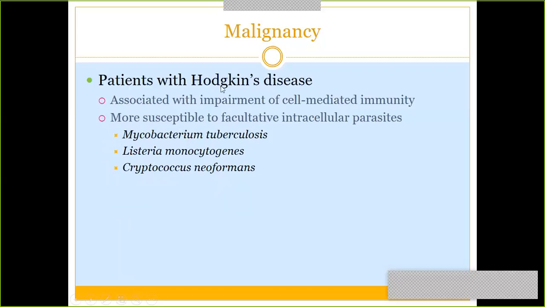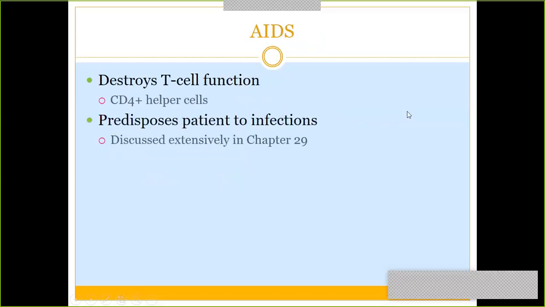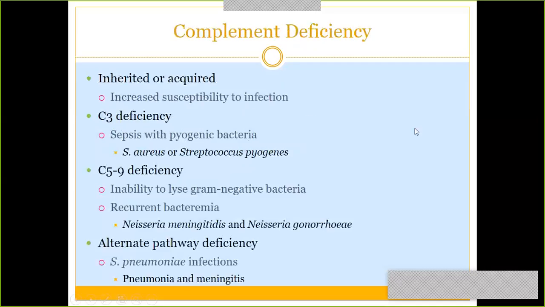The reason that these people with Hodgkin's disease are picking these up is because of impaired cell-mediated immunity. So their T cells are not functioning very well in Hodgkin's. Same with AIDS patients. HIV specifically, the virus targets the T helper cells, CD4 T helpers, which decreases the volume of them, which makes it easier, again, to pick up infections.